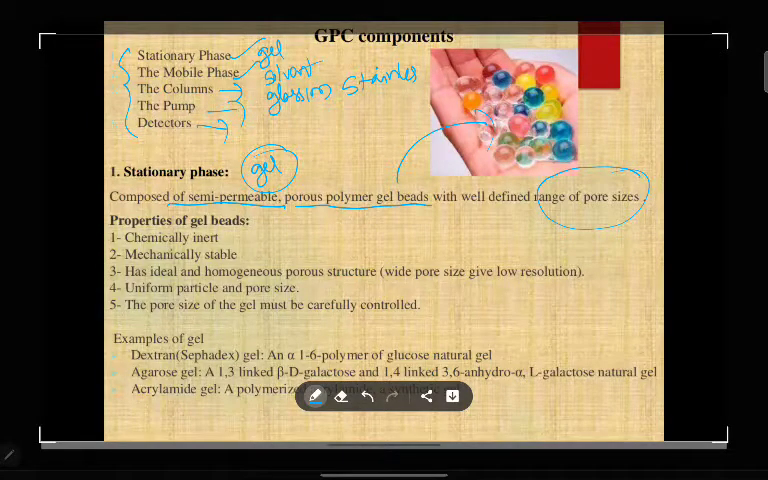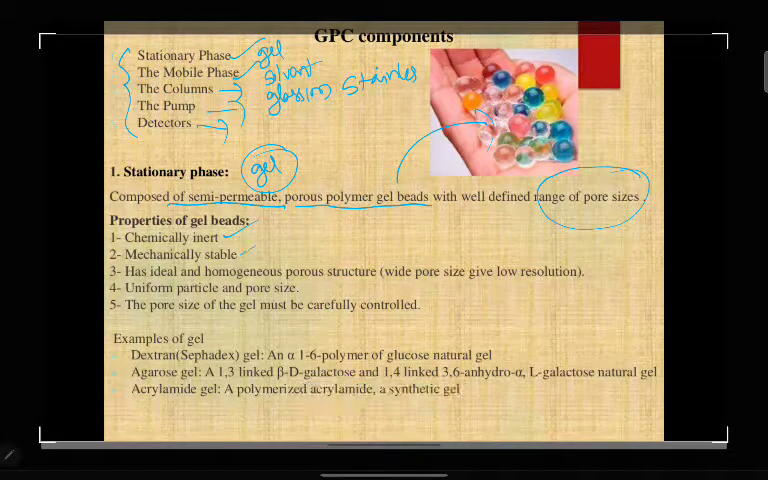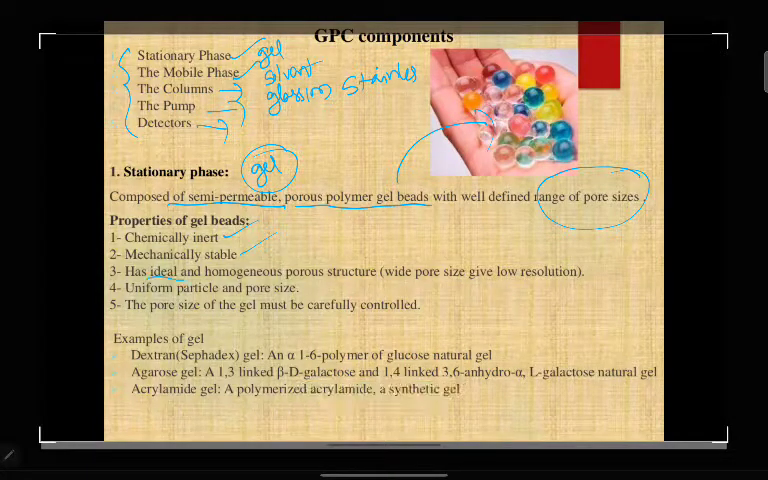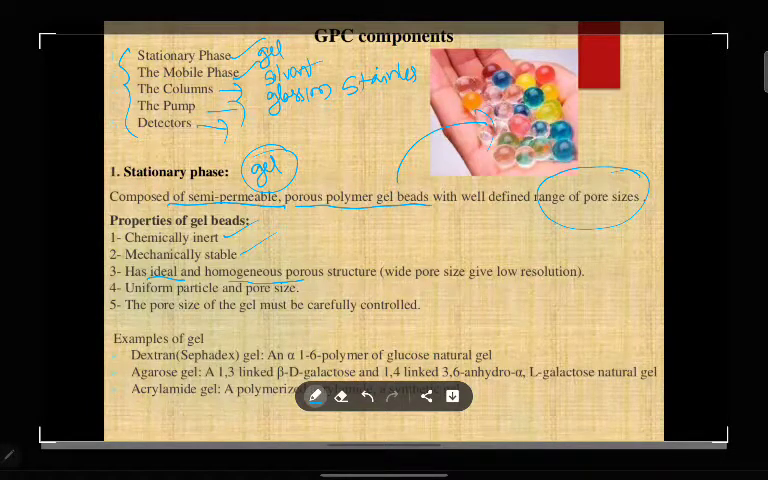Now before we select any gel, it has to satisfy a few properties. What are those properties? First, it should be inert in nature. Second, it should be mechanically stable. Third, it should have an ideal and homogeneous porous structure. Ideal and homogeneous means the same pore structure should be there.